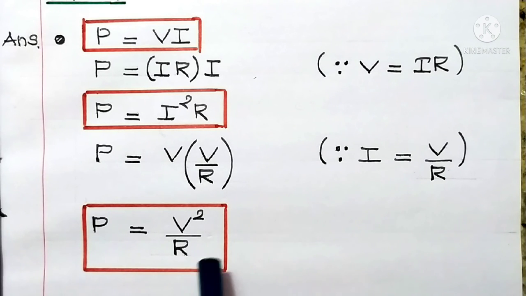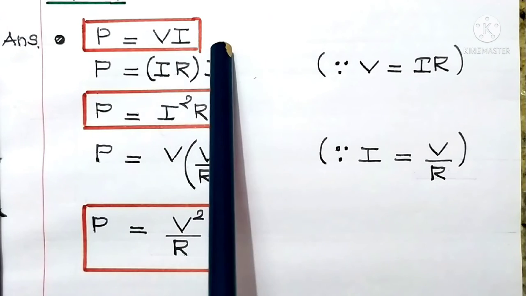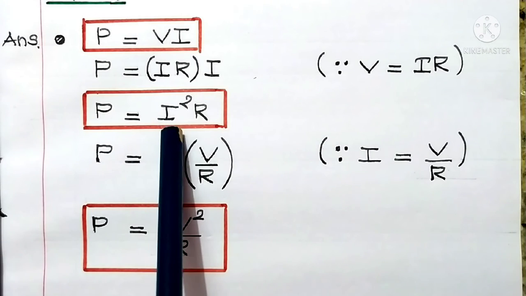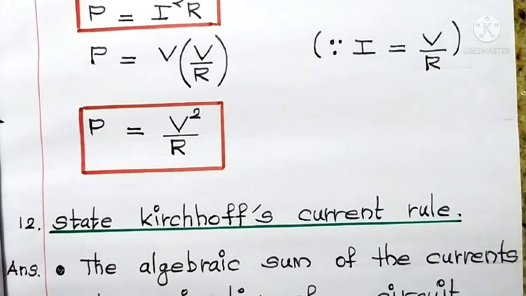So on the whole, we have got three expressions for power. P is equal to VI, then P is equal to I squared R. The third one is P is equal to V squared by R. Next question.